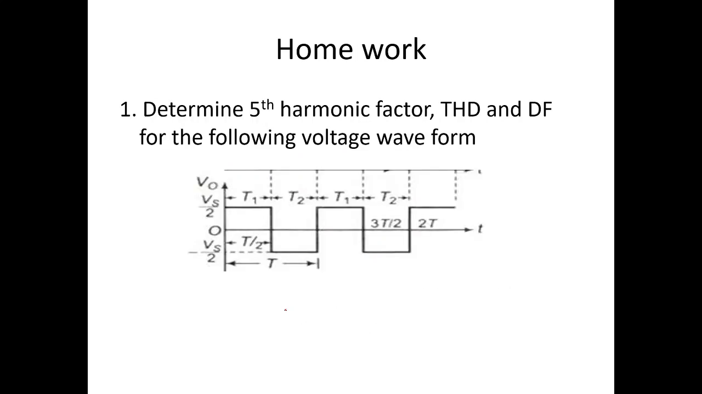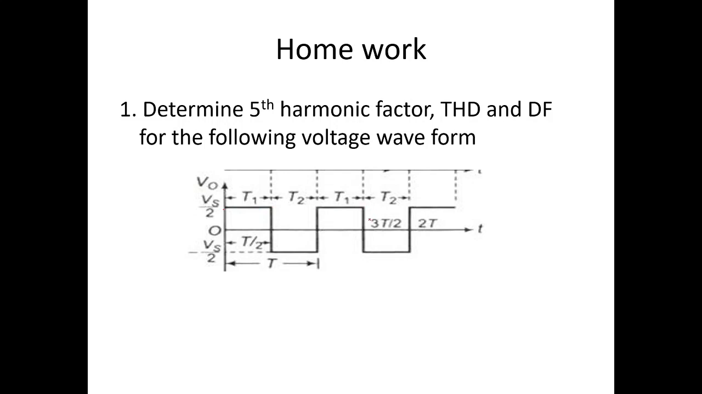So I give you a homework problem. Determine the fifth harmonic factor, THD, and distortion factor for the following voltage waveform. So you can see, this is the output voltage of a bridge single phase inverter. Output voltage is equal to Vs by 2 for 50% of the time period, and it is minus Vs by 2 for the remaining 50% of the period. So for a complete cycle it is this kind of square wave.